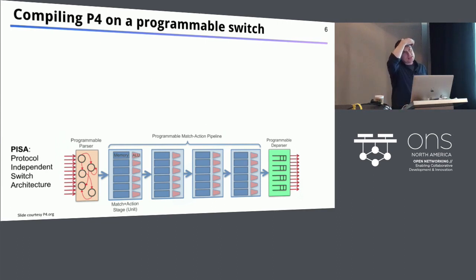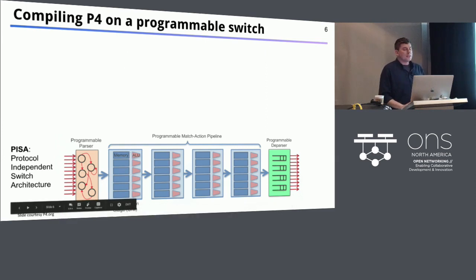So P4 is based on this abstract machine model called PISA, which stands for Protocol Independent Switch Architecture, where what you basically have is a programmable parser at the beginning that can be programmed to extract arbitrary headers from a packet, a sequence of generic match action stage units made of basically memory and ALUs. And finally, a programmable deparser and queuing at the end.